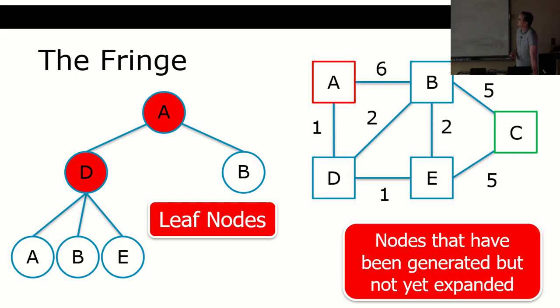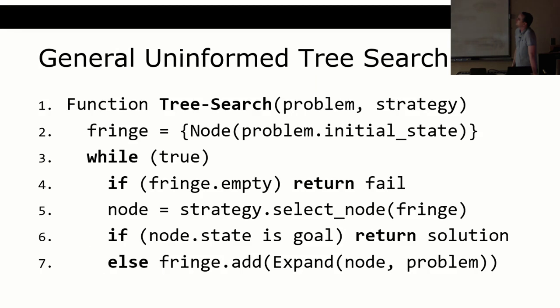And why is that important? It's because the fringe is the set of things that we have to choose from to expand next. And so we're storing that list of things.